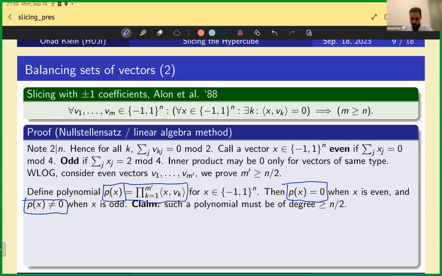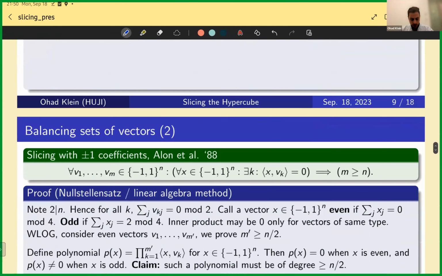We claim that if we have a polynomial that evaluates to 0 on even vectors and evaluates to non-zero on other vectors, the degree of this polynomial is at least n over 2. Because the degree of this polynomial is at most m, the number of even vectors, we will finish the proof.